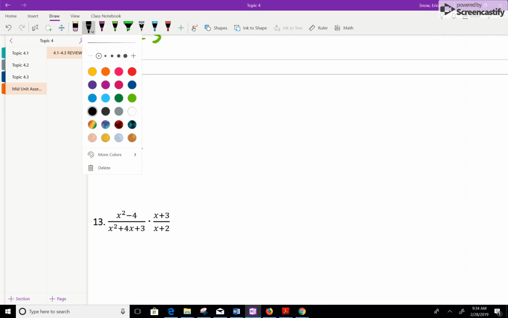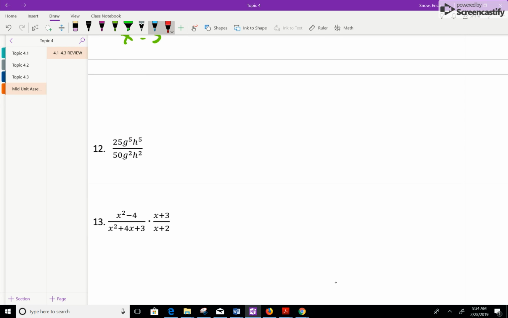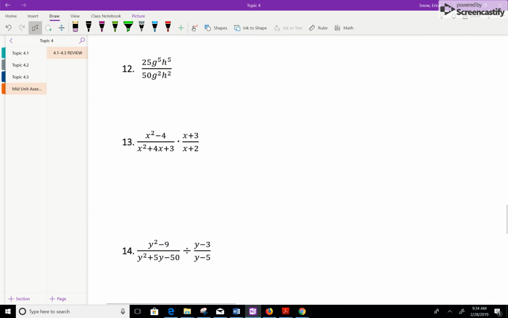Okay, for 12, this simplification takes it way back to like last unit, where we're just going to subtract and add our exponents here. So 25 over 50 puts a 2 in the bottom. We're going to get g cubed on top and h cubed on top. And then again, with our restrictions, we want to look at what those variables in the denominator cannot equal. So g cannot be 0 and h cannot be 0.